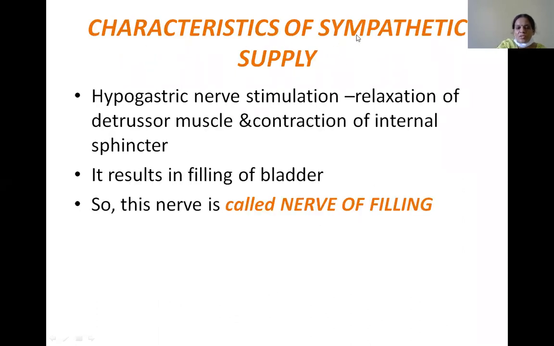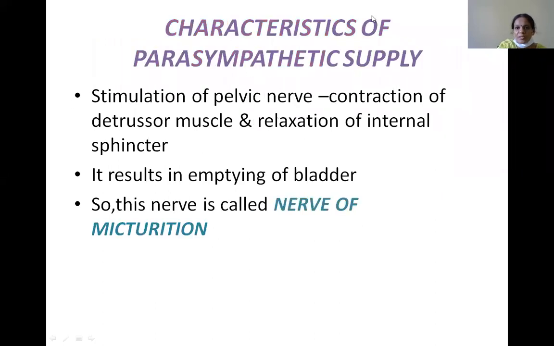What are the characteristics of sympathetic supply? The sympathetic supply is termed the nerve of filling. Hypogastric nerve stimulation causes relaxation of the detrusor muscle and contraction of the internal sphincter. This results in filling of the bladder. That is why the sympathetic supply is termed the nerve of filling. Whereas the micturition reflex occurs mostly because of the parasympathetics, so this is called the nerve of micturition.